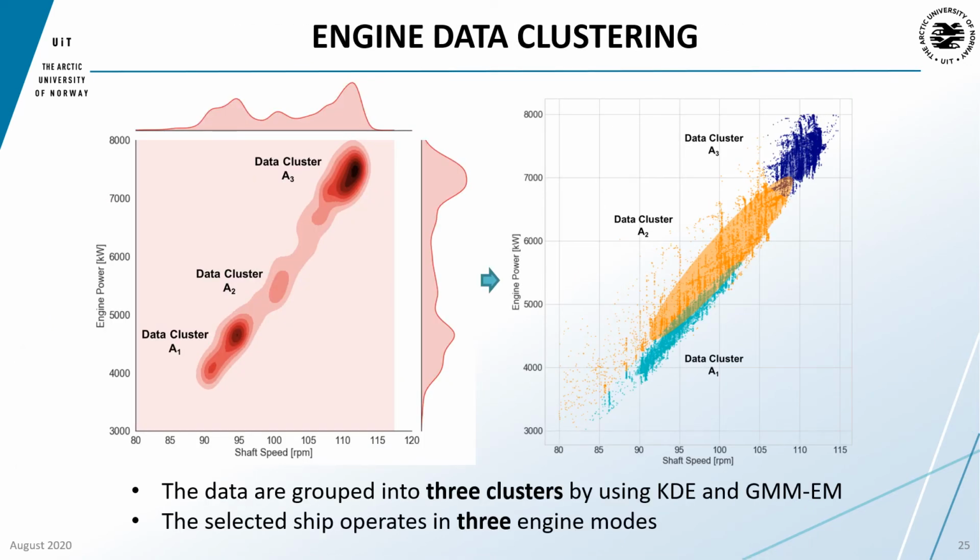Engine data clustering. Using kernel density estimation (KDE) and Gaussian mixture models with the EM algorithm for two engine parameters, engine power and shaft speed, we found that the data are grouped into three clusters: cluster A1, cluster A2, and cluster A3, meaning that the selected ships operated in three specific engine modes.